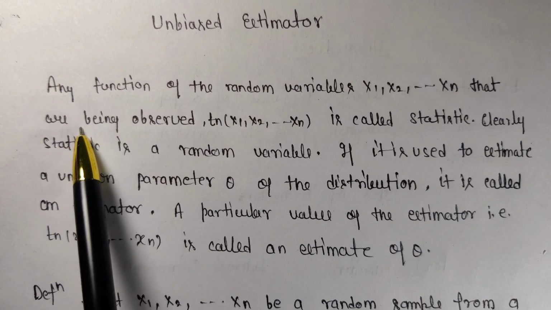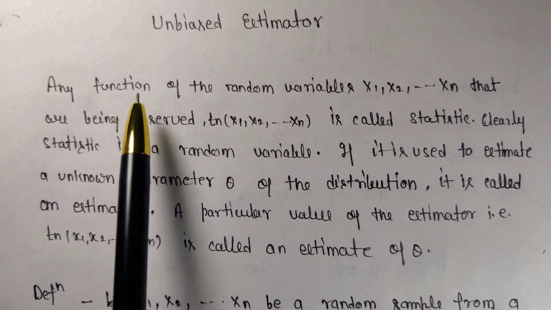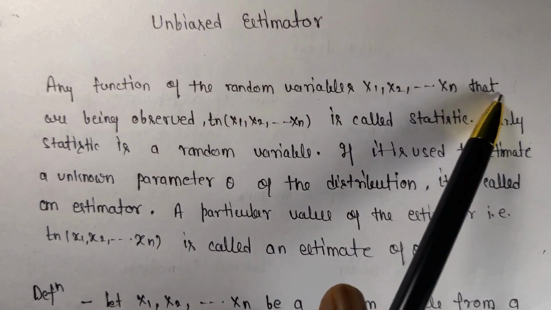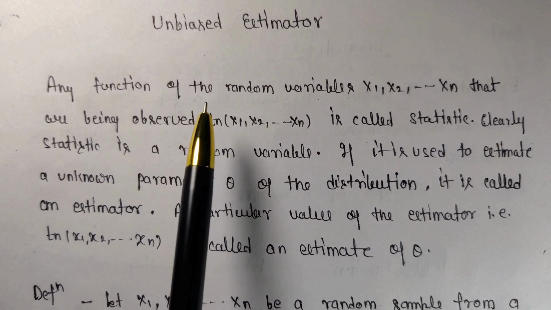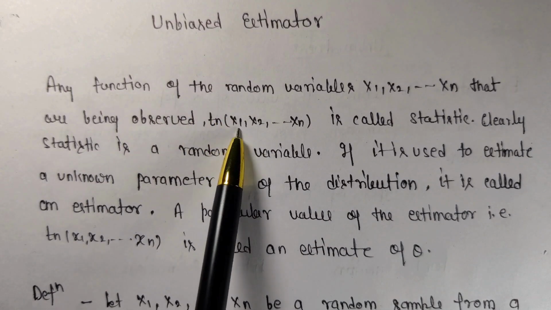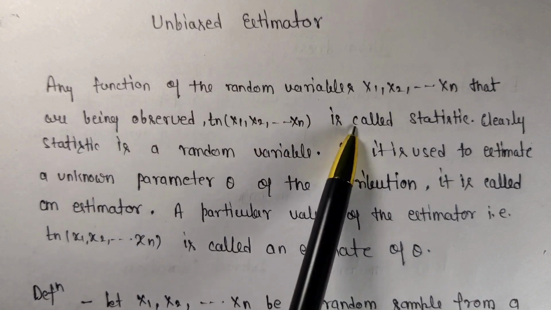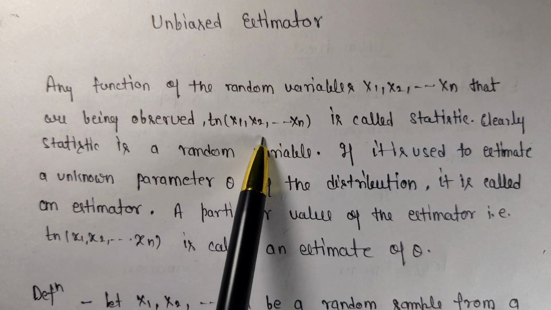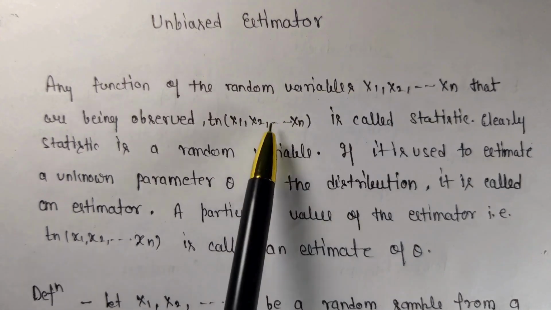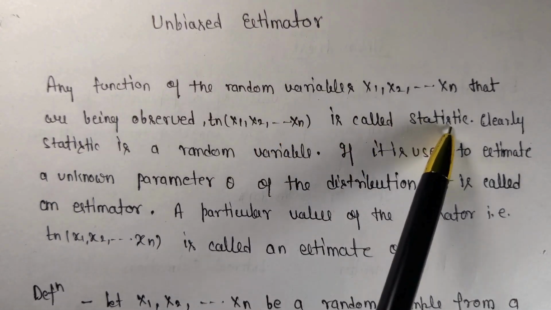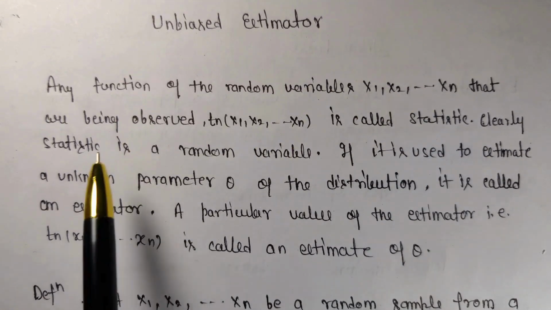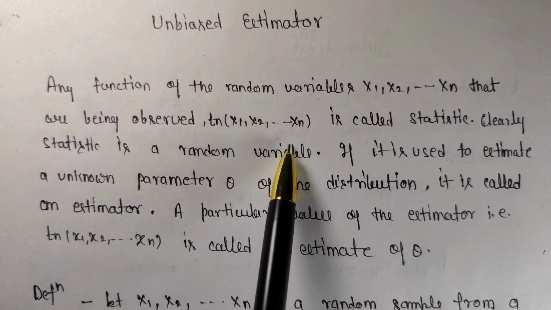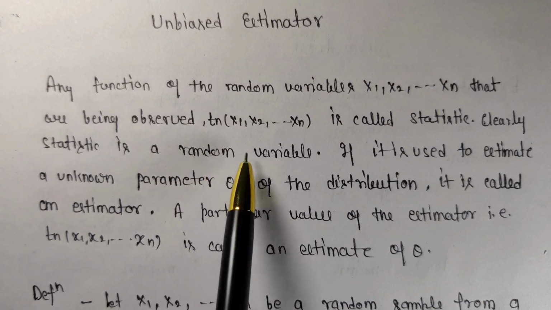Now you can see here, any function of the random variables x1, x2, xn that are being observed, say t, a function of x1, x2, xn, is called a statistic. Is it clear? That means a function of sample observations is called a statistic. Clearly, a statistic is a random variable. Is it clear? I have already mentioned this in my last lecture.